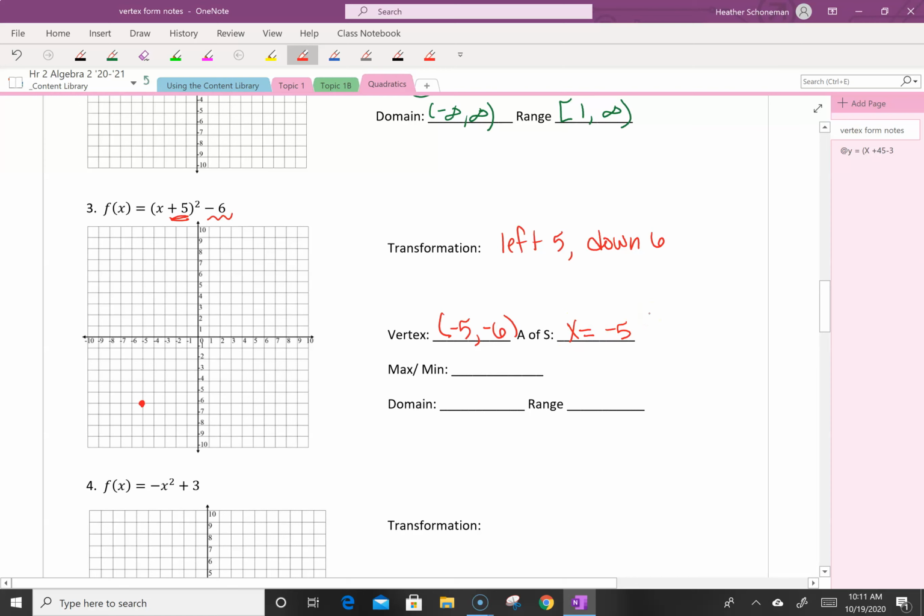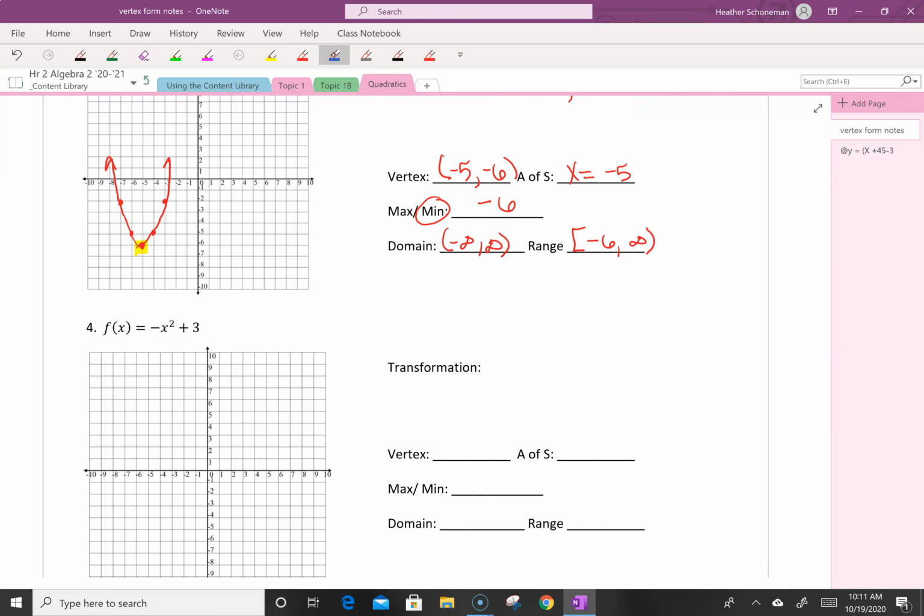So if I'm looking at my vertex, negative 5, negative 6, from there I'm going to go right and left 1 and up 1, right and left 2, and up 4. And there is my graph. This vertex right here is the bottom point, so it is a minimum, and it's a minimum at the y-coordinate, which is -6. My domain is -infinity to infinity. My range starts at -6 and goes on up to infinity.